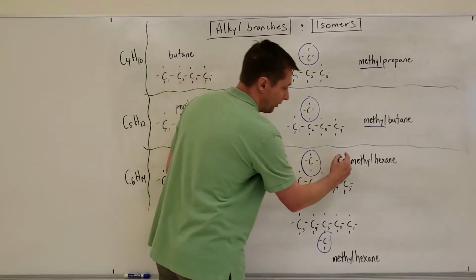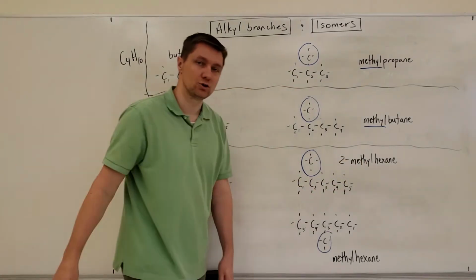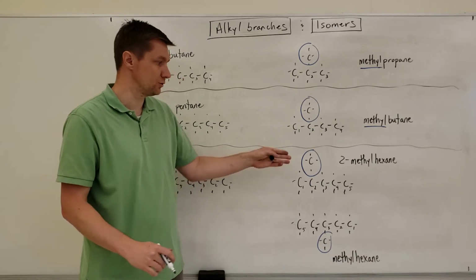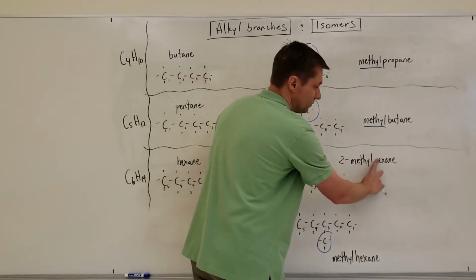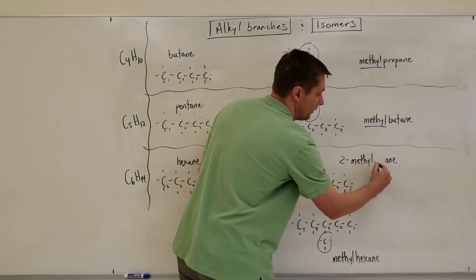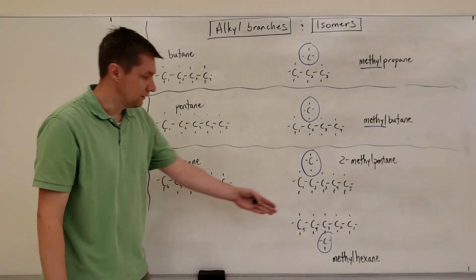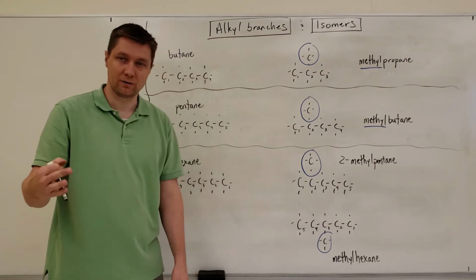So this methyl branch is sitting on carbon 2, so we say that this is called 2-methyl hexane. Or sorry, this is not right, this should be 2-methyl pentane. And this one right here should be 3-methyl pentane.